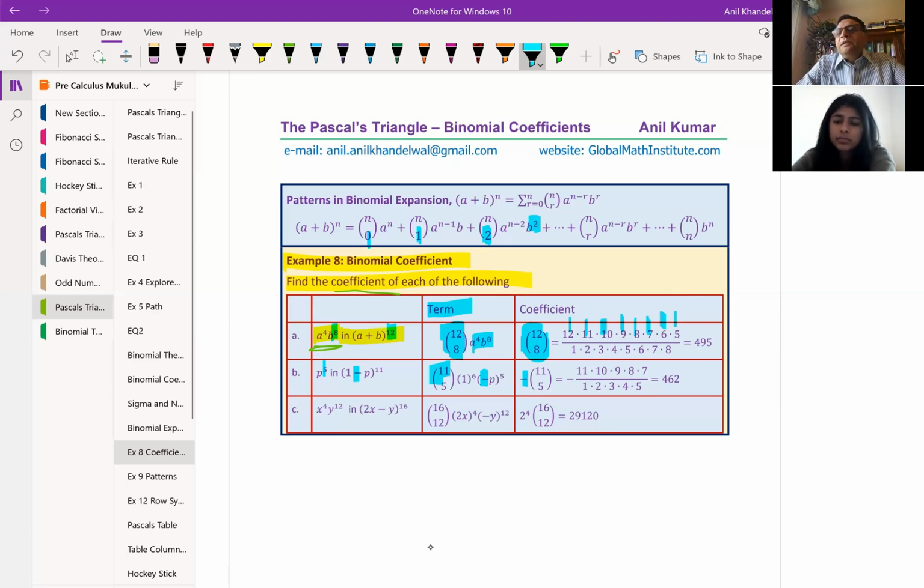So you cannot simply write n choose r. You get the idea? You have to see the terms. Now, next one, C. Can you look into that?